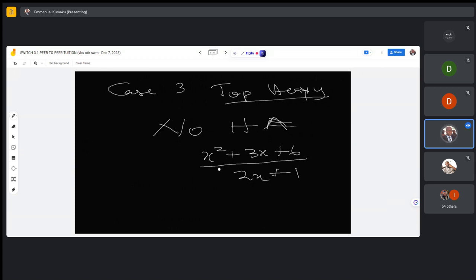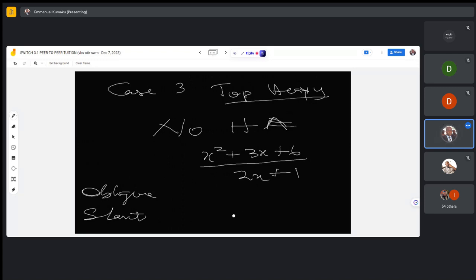Aside from the horizontal asymptote, even though it doesn't have one, does it have another asymptote? Yes, it will have an oblique asymptote. Oblique asymptote or slant asymptote exists if the degree of the top is bigger than the bottom by 1. So if you look at this one, the degree at the top is 2 and the degree at the bottom is 1. The difference is just 1. So we are going to have an oblique asymptote.